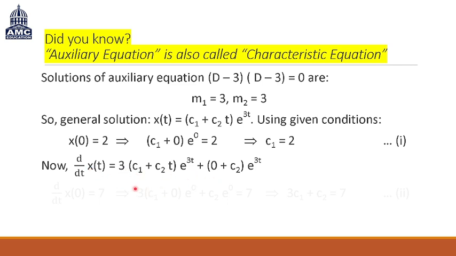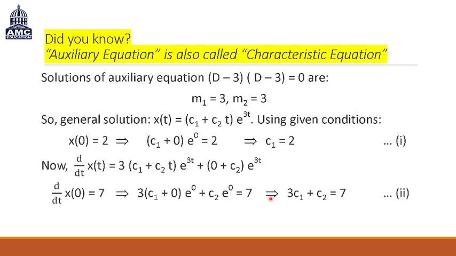Our dx by dt is this expression over here, and we get this expression by actually using the product rule. So (c1 plus c2 t) is kept as it is over here, and e power 3t is differentiated and written as 3 multiplied by e power 3t, correct? And e power 3t is kept as it is over here, and c1 differentiation gives 0, c2 t differentiation gives c2. That gives us, by substituting t is equal to 0 and the entire expression as equal to 7, 3c1 plus c2 as equal to 7.